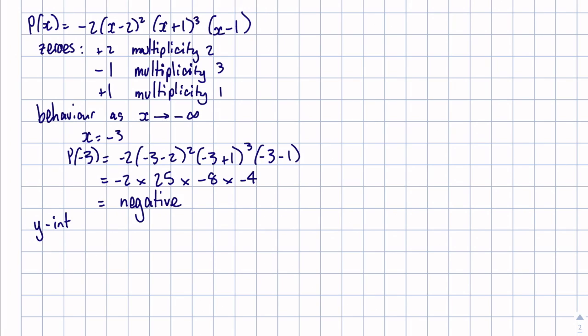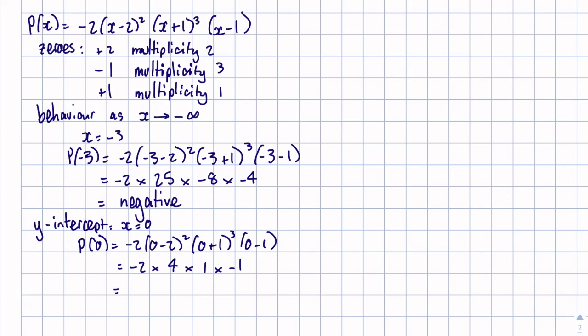It's always good to know the y-intercept. X equals 0, so P of 0 equals negative 2, 0 take 2 squared, 0 plus 1 cubed, 0 take 1, which gives us negative 2 times 4 times 1 times negative 1, gives us positive 8. So now let's sketch. I've got zeros at positive 2, negative 1, and positive 1, and a y-intercept at positive 8.